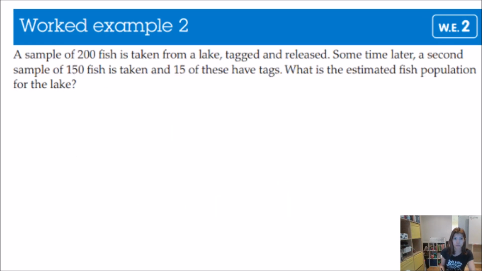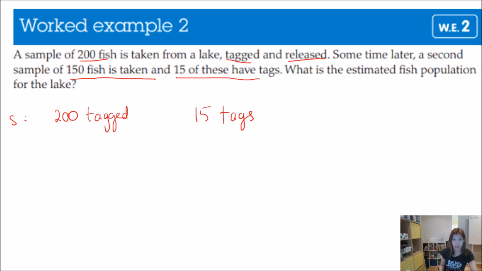Let's look at another example. A sample of 200 fish is taken from a lake. 200 is our sample. Tagged and then released. So these got tagged and they got released. Some time later, another sample of 150 fish is taken and 15 of them have tags. So 15 fish have tags out of 150 that were taken.